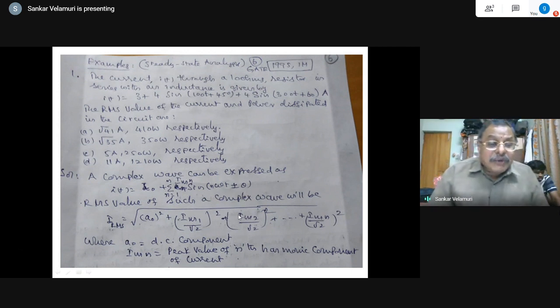RMS values will not offer the impedances. So also the currents offered are exclusive. So you can say I naught square plus I1 square plus I2 square and so on plus In square.